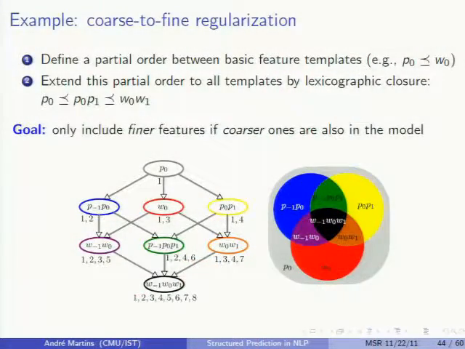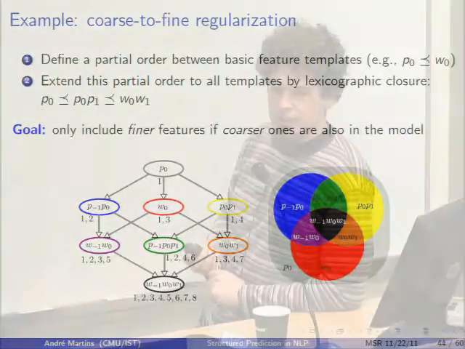This could be useful if you want to do something like coarse-to-fine regularization. Here we focus on the partial order that we want to define in our feature space, and then define a regularizer that behaves according to that partial order. So we're going to say that part of speech features are coarser than word features. Then, because we have features that are bigrams of parts of speech or n-grams of words, we extend this partial order to n-grams of parts of speech and n-grams of words.